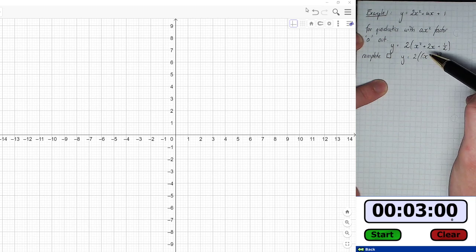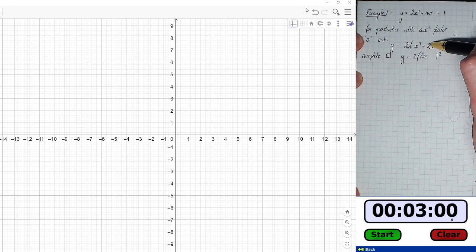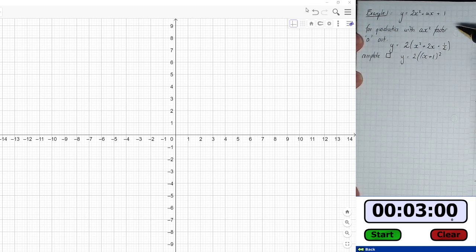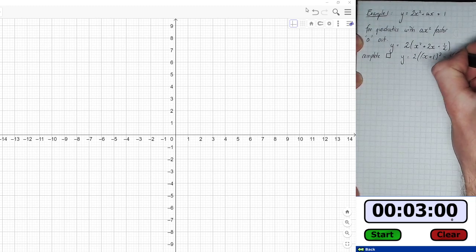And hopefully from last video, you can remember how to do this. We half the number in front of the x's, not the x squareds, but the x's. So half of 2 is 1. And then we look at the number at the end. Well, 1 squared would be 1. I don't want 1. I want a half. So I'd have to take off a half.